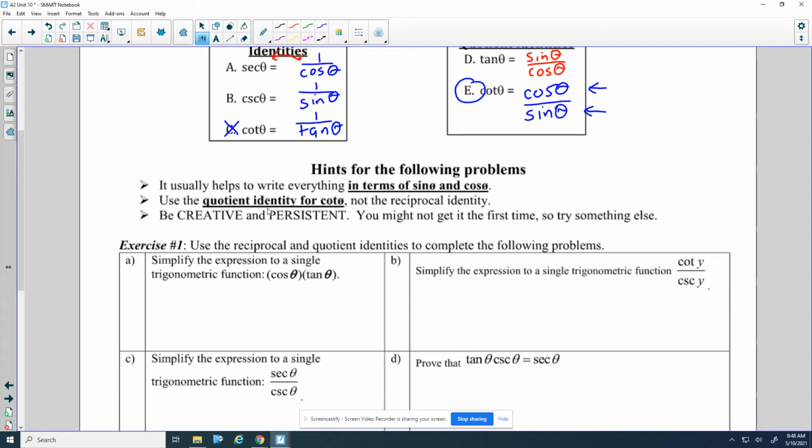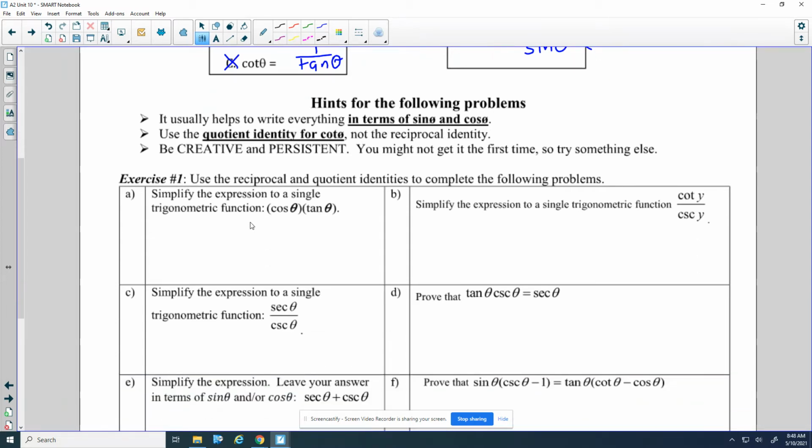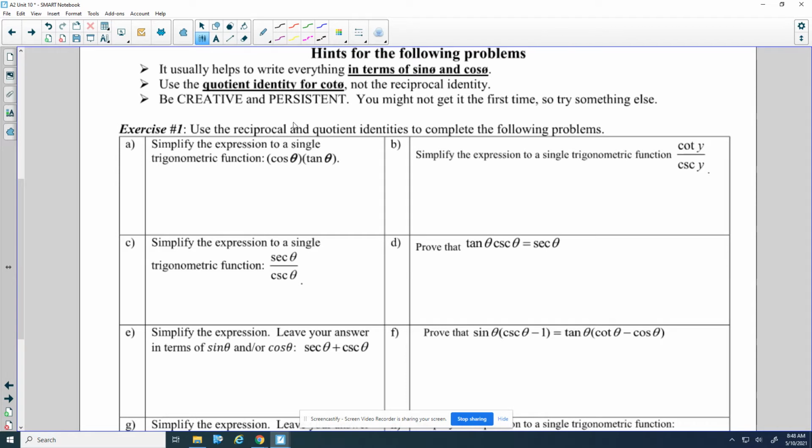necessarily do that. Now, not as much with this set of questions, but when we get to the harder ones in the last lesson, you do have to be creative and persistent. If the first thing you try doesn't work, try a different substitution, and then the more you do them, the more you get an idea of what will help you.